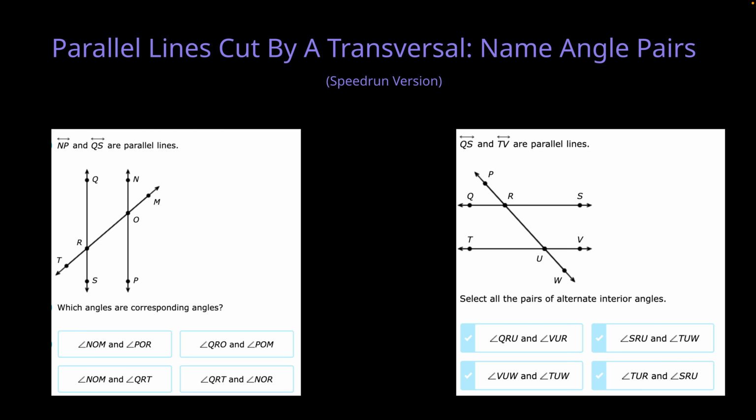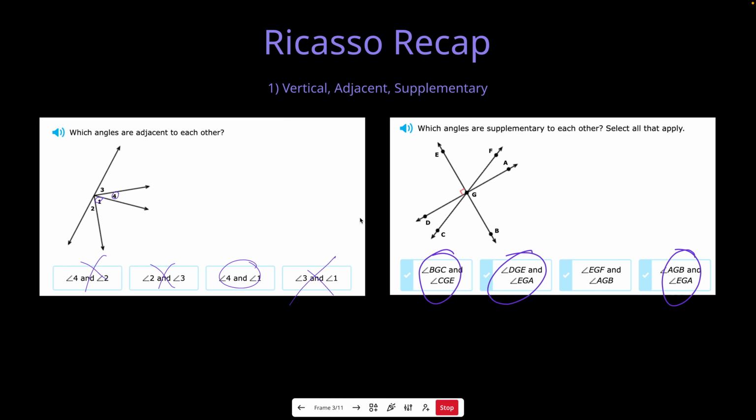Today we're going to be talking about parallel lines cut by a transversal and how to name the angles, similar to the problems that you see up on the screen here. Just a reminder that this is the speedrun version where we go through pretty quickly. If you'd like the normal version, I will link that in the description below.